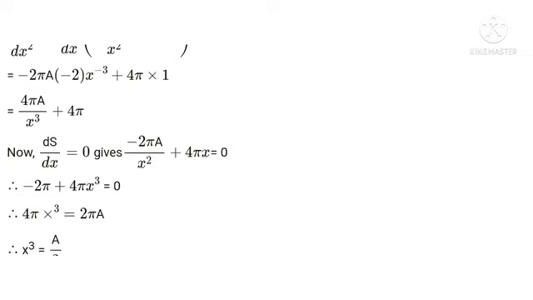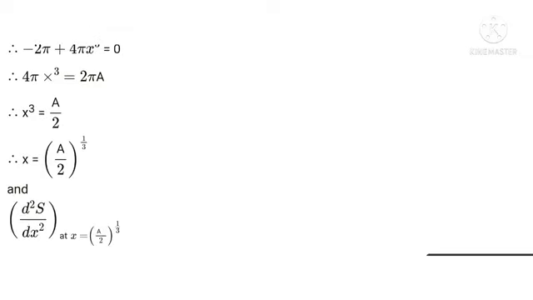Now dS by dx is equal to 0 gives, you put the value of dS by dx: minus 2 pi A upon x square plus 4 pi x is equal to 0. See here, you multiply by x square: minus 2 pi A plus 4 pi x cube is equal to 0. That is 4 pi x cube is equal to 2 pi A. From this you calculate the value of x cube. x cube is equal to A upon 2. x is equal to A upon 2 raised to 1 upon 3.